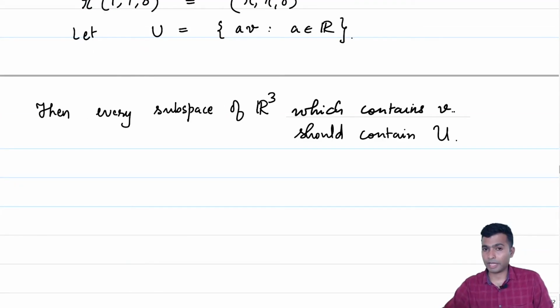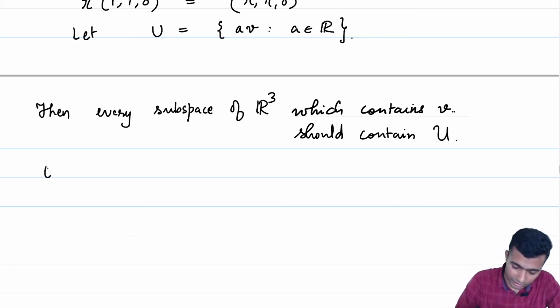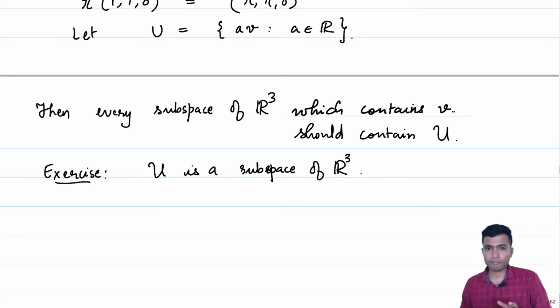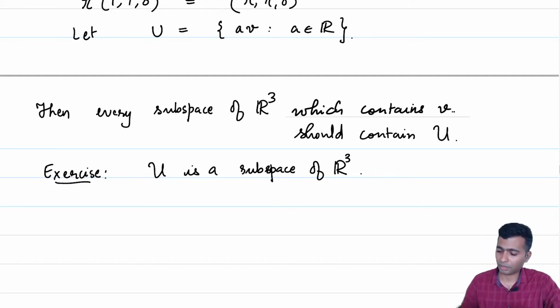But then my claim is that U itself is a subspace. So let me leave it as an exercise for you to check that U is a subspace of R3. So not only have we obtained a subspace of R3 which contains our vector V, we have also checked that any subspace of R3 which contains the vector V should also contain this. So in some sense it is the smallest subspace which contains our vector V.